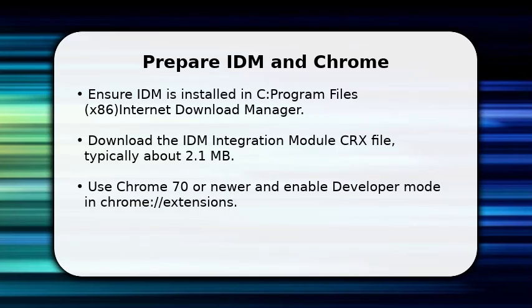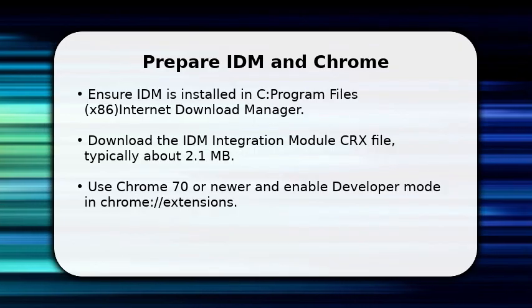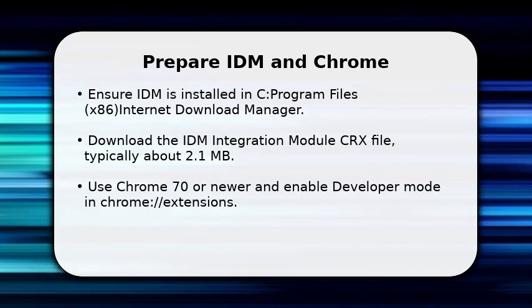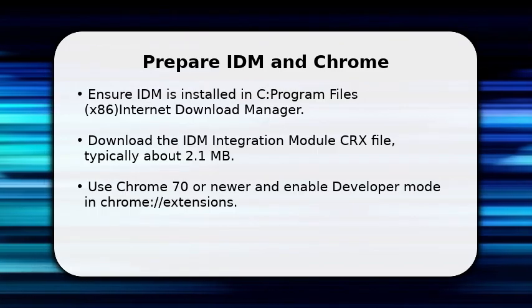Enjoy the video. First, confirm Internet Download Manager is installed on your PC. The default path is C:/Program Files (x86)/Internet Download Manager. Next, open Chrome and confirm you use Chrome 70 or newer. Then open Chrome /extensions and toggle developer mode on the top right. Download the IDM integration module CRX file to a known folder. That CRX file is typically about 1 MB in size.